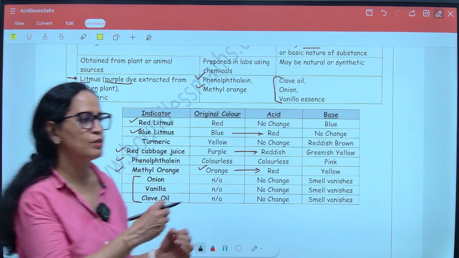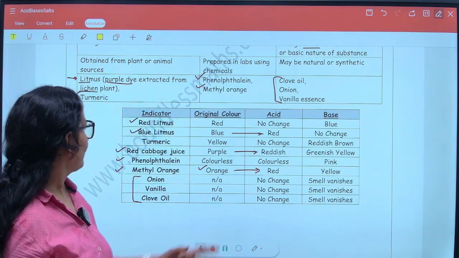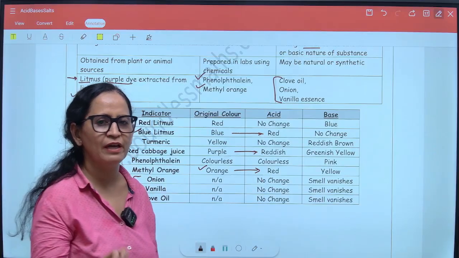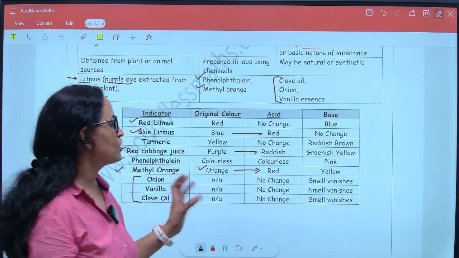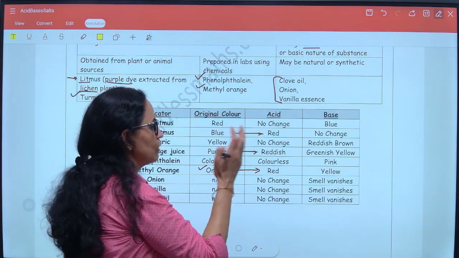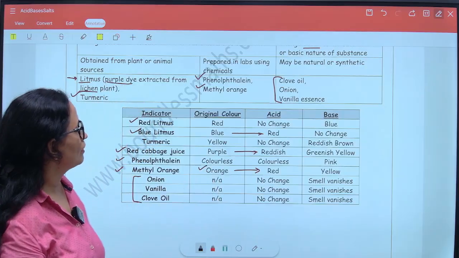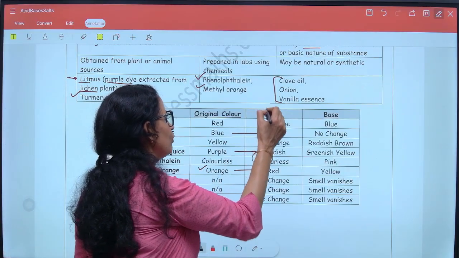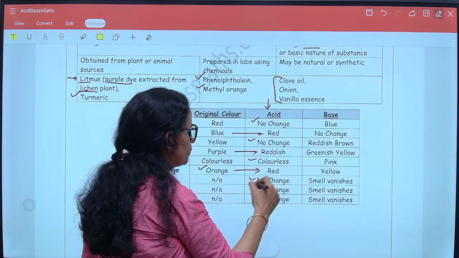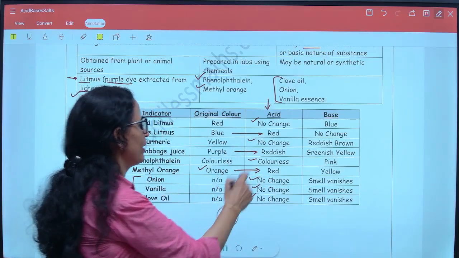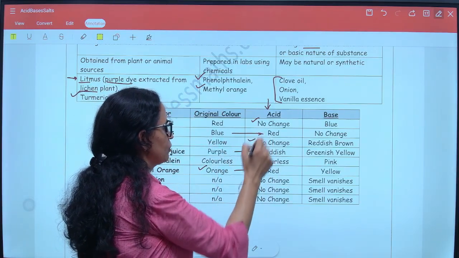start: a substance X changes to pink with phenolphthalein. Identify X, and then they might ask you to do certain other things also. So in such questions you need to understand and learn these color changes. How do you learn that? Acids: if you look at the column for acids, either there is no change, or whenever there is a change, it is turning into red.